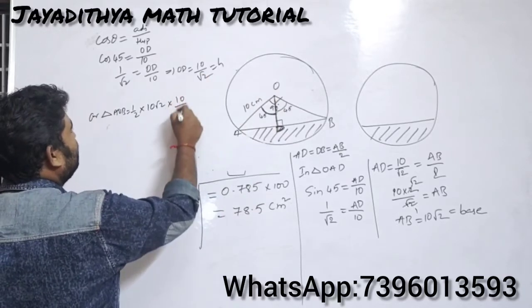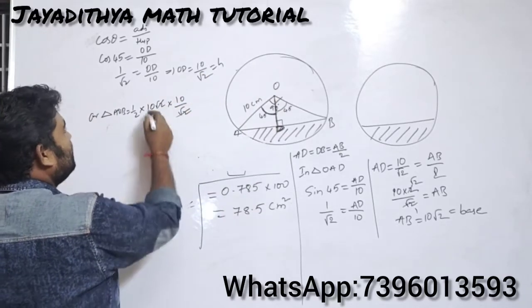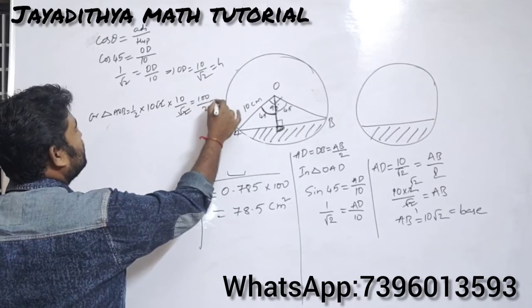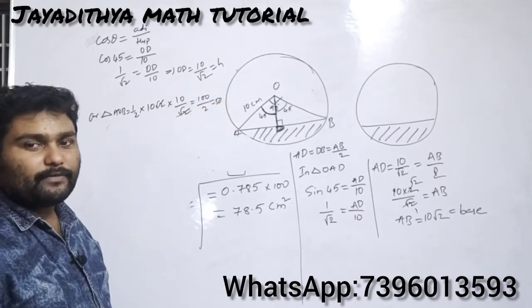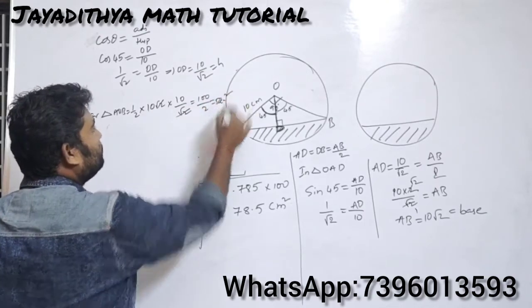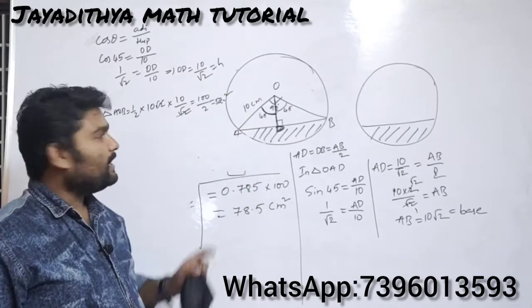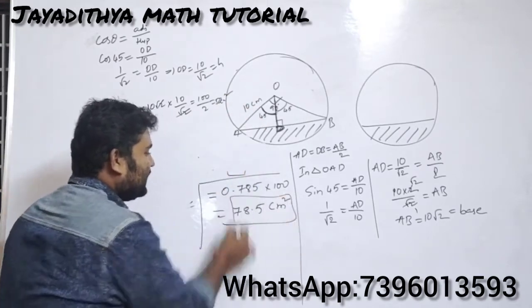OD is how much now? 10 by root 2. Root 2 and root 2 get cancelled. 10 tens are 100 by 2. That is equal to how much? 50 centimeters square. Clear? Now the area of the triangle is 50 and the area of the sector is 78.5.